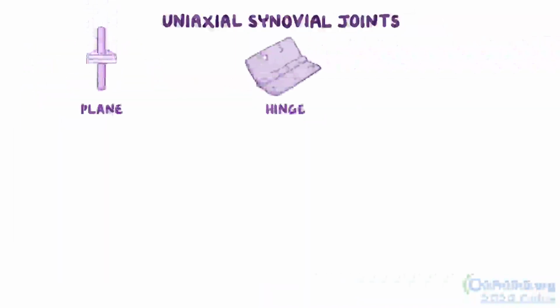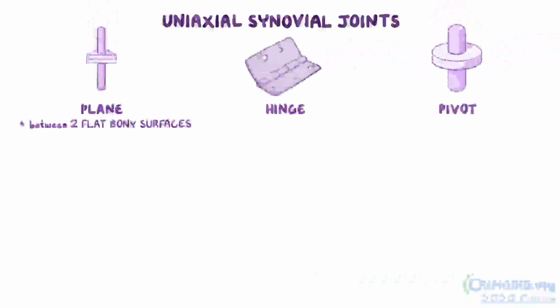Let's start with the uniaxial synovial joints. These are joints that move around a single axis, and they include the plane, hinge, and pivot joints. A plane joint describes a small joint between 2 flat bony surfaces, allowing for slight gliding or sliding movements.